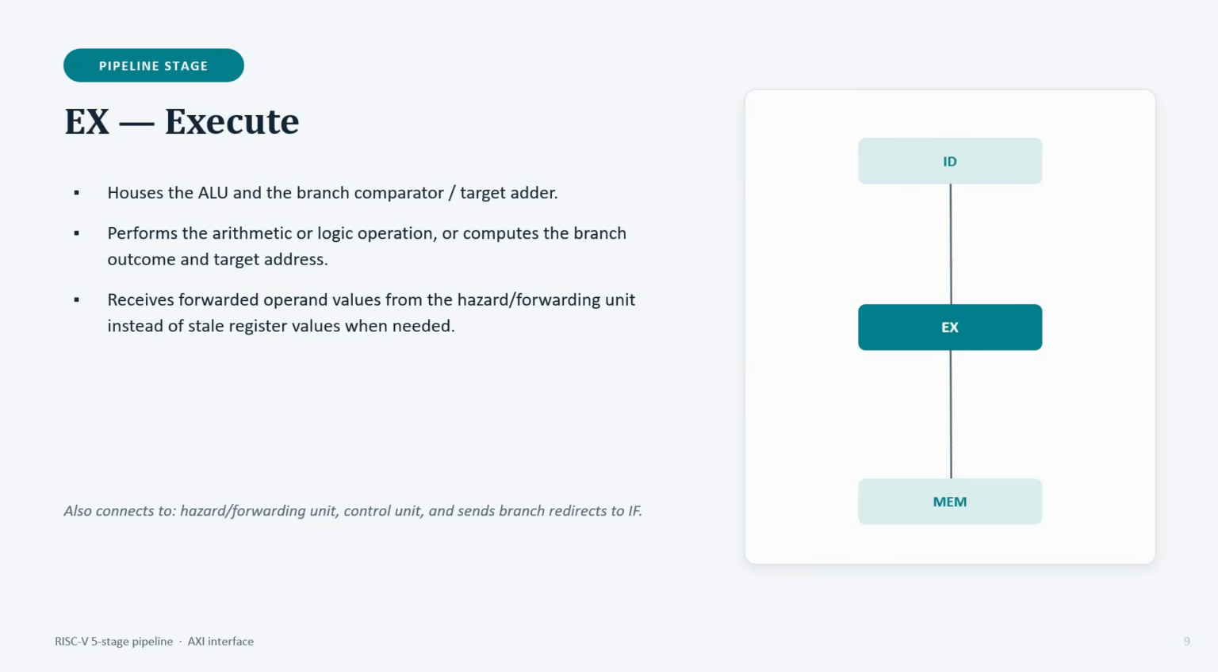Next is the execute unit, where it is going to execute the instruction. Whatever the instruction unit has decoded will be executed with something known as the execute unit. It basically houses the ALU and branch comparator or target address, and it is going to perform the arithmetic or logical operations or compute the branch outcomes and target address. So this is what my execute unit is going to do.